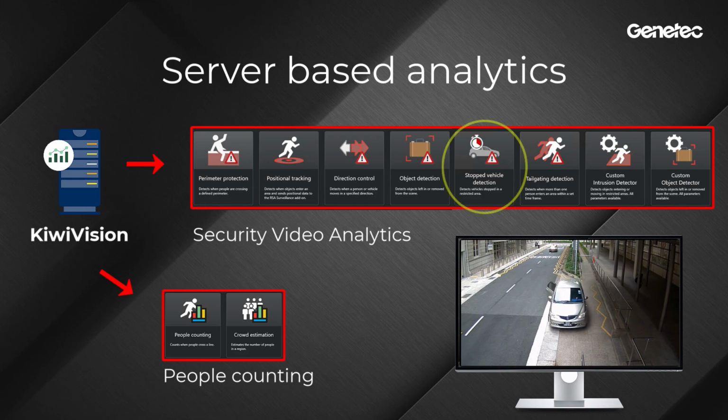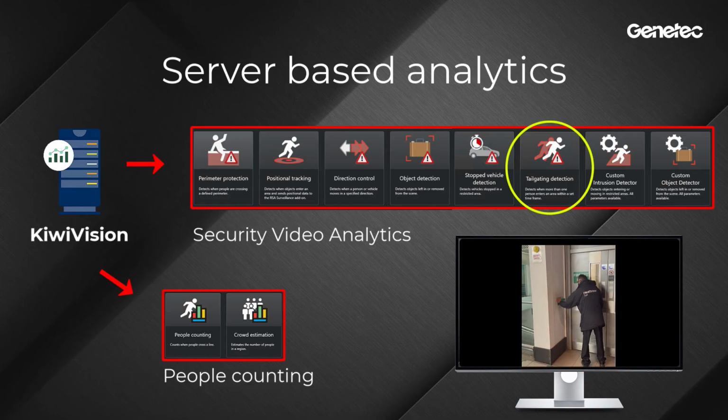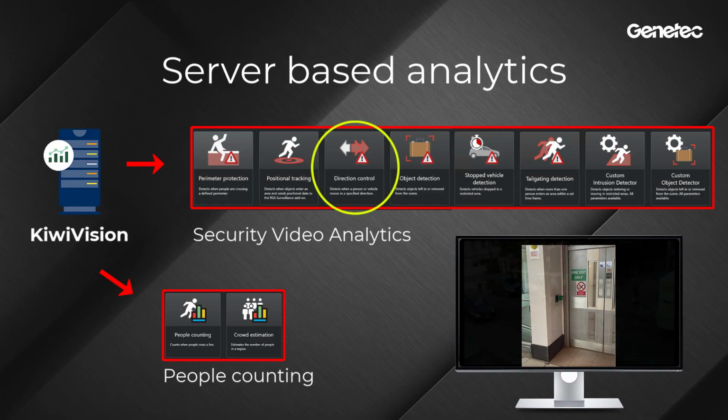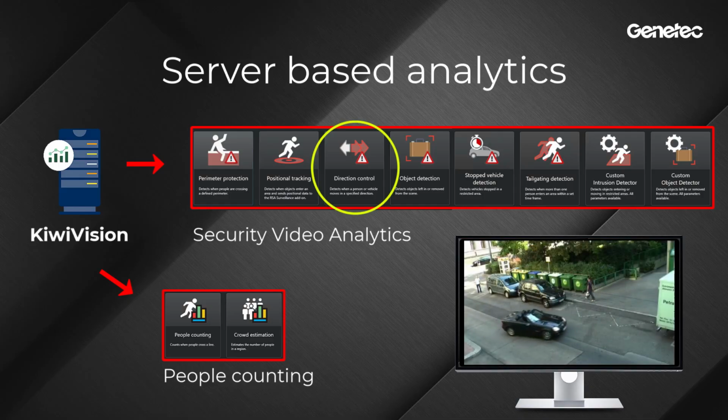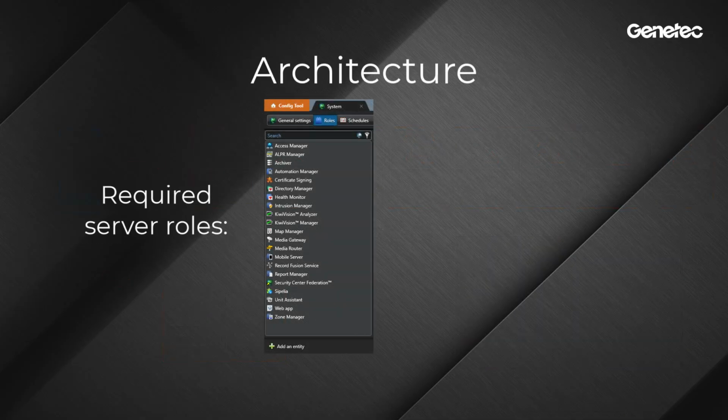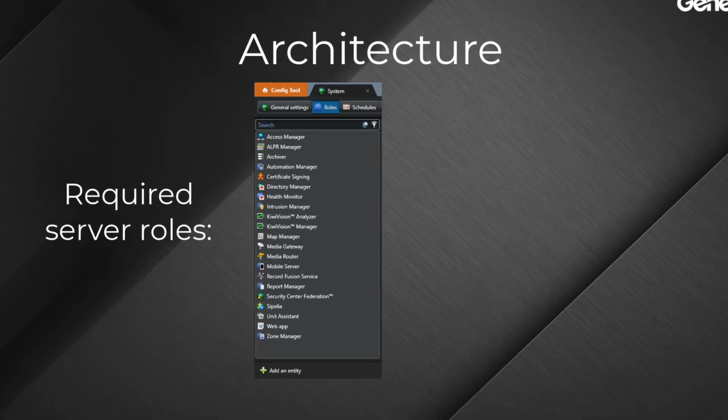For example, stopped vehicle detection is really just a variation of basic object detection. Tailgating detection is really a combination of object detection and people counting. And direction control is really just directional motion detection. Let's take a look at the Kiwi Vision server-based analytic architecture.